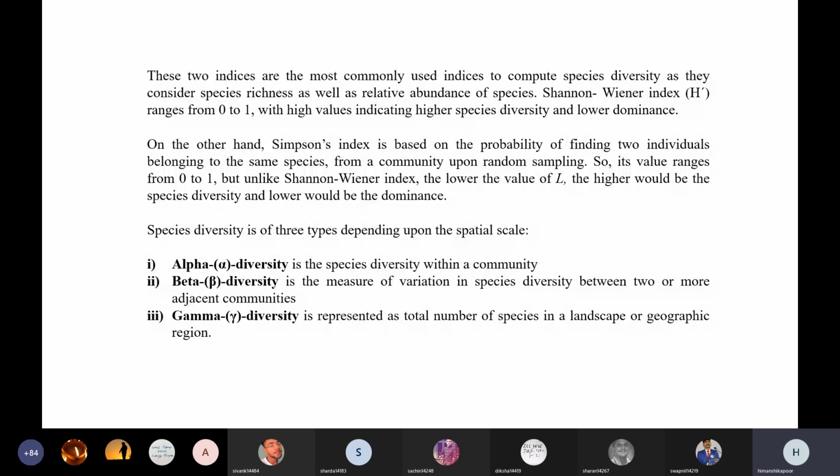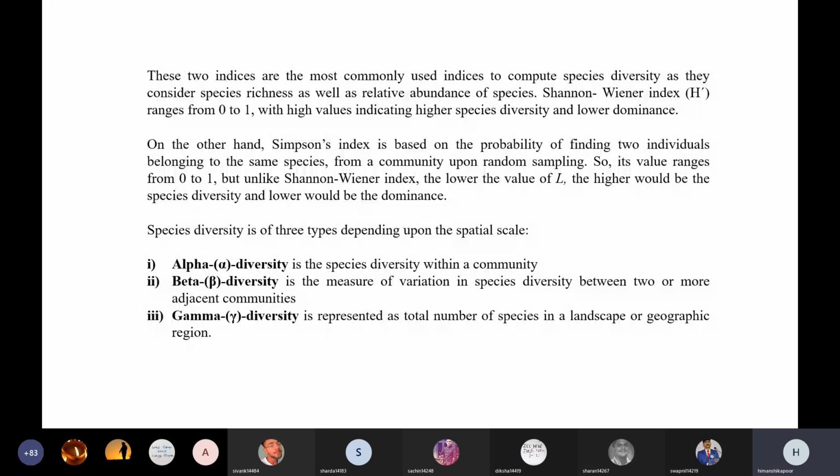So the lower value would exhibit what? High diversity. Yes. And the higher value would not exhibit species diversity. Yes.